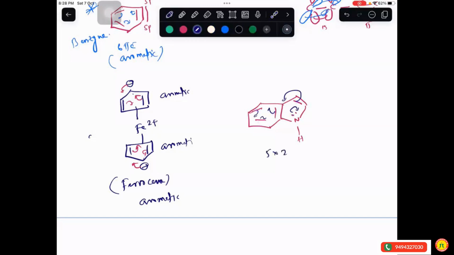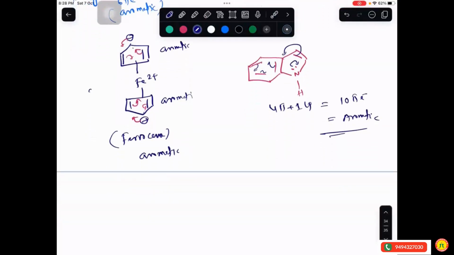5, 5 into 2. I'm writing one more time. So there are 4 pi bonds plus 1 lone pair of electrons. Total, you can consider 10 pi electrons. So this is aromatic, right? Okay. Aromatic. Understand? Clear? Any doubt?